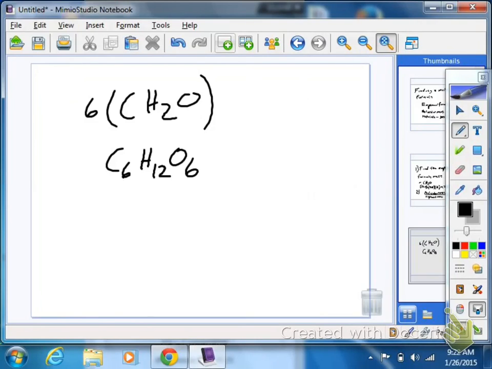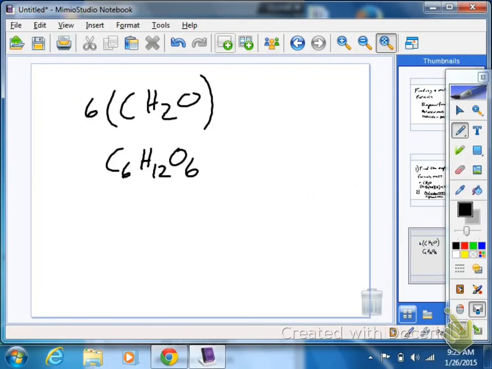So that number will be our multiplier that you're going to use. That makes sense? So here's the deal. We'll have students that can do empirical formula. Boom, they can do it. They get them all right.